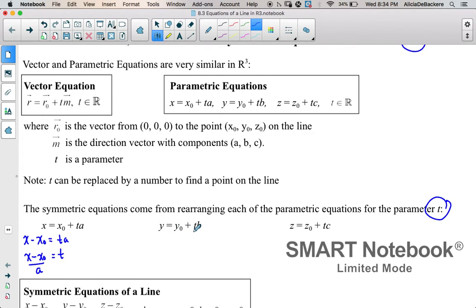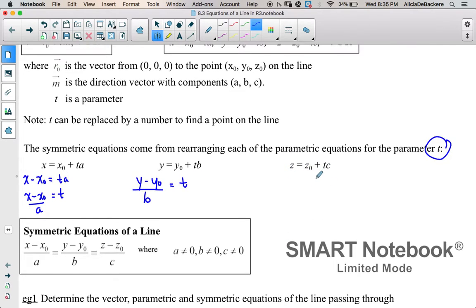So again, I can do the same thing here for the y equation. I'm going to solve for t, so I'm going to bring the y naught over and subtract it. And then to solve for t, I'll have to divide out the b value. And that would give me the t. And then I'll do the same thing with the z equation here. Solving for t, I'm going to bring the z naught over and subtract it. And then to solve for t, I need to take the multiplier of c and divide that out. And so these three equations, notice that they're all equal to t. So instead of having a t involved, I can just say that these three things on the left are equal to each other, and that's what I have here. x minus x naught over a is the same as y minus y naught over b is the same as z minus z naught over c.